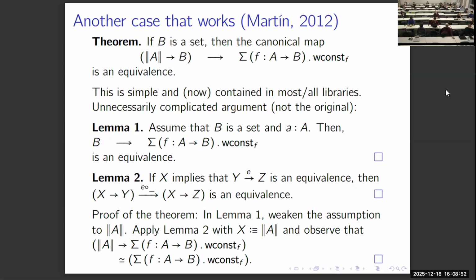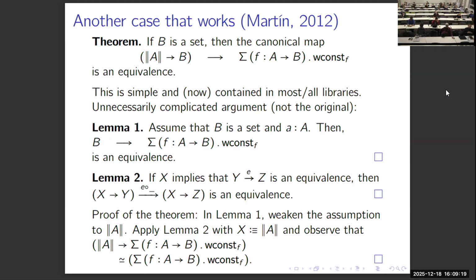And if B is a set, then this is very easy. If you have any such function and you want to know where it comes from, you can just apply this function on this point A that we assumed, and it gives you some B. And then you can use this constancy argument to see that this is actually the only B which could possibly be in the pre-image. So the pre-image is contractible.